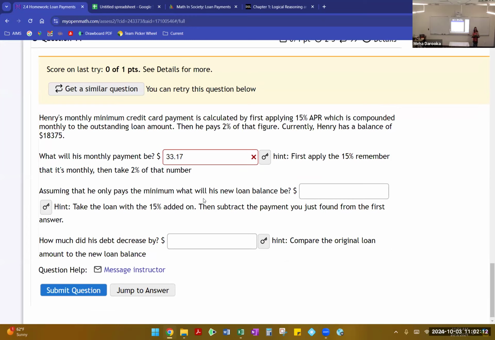Henry's monthly minimum credit card payment is calculated by first applying 15%, compounded monthly, to the outstanding loan amount, which is the $18,375. And then he pays 2% of that. So yes, we did 15% divided by monthly, which is 12. Then we did monthly.